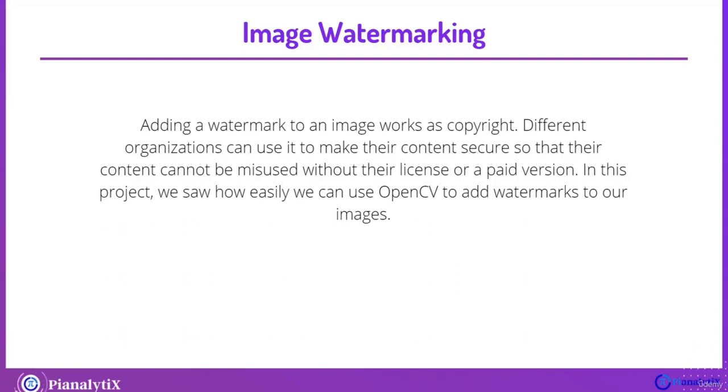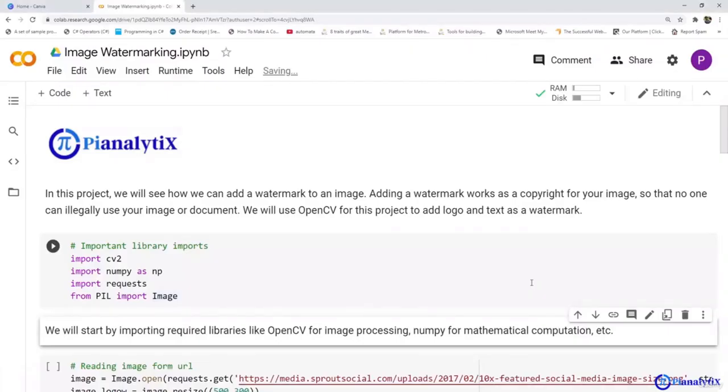We will create this project using OpenCV and Google Colab. So let's get started. In this project, we will be using Google Colab, as Google Colab provides high computational power and CV requires that. In this project, we'll see how we can add a watermark to an image, because adding a watermark works as a copyright for our image and no one can illegally use our document or image after that. We'll use OpenCV for this project to add a logo as well as text as the watermark.